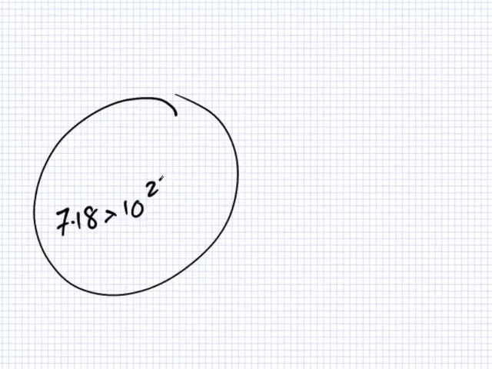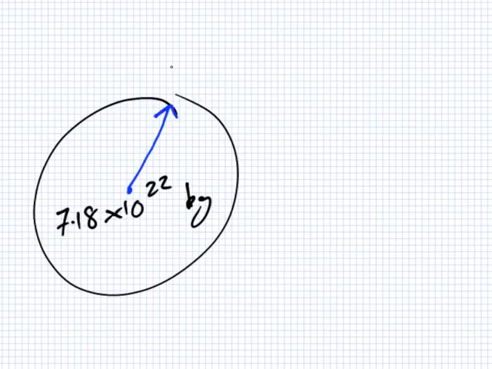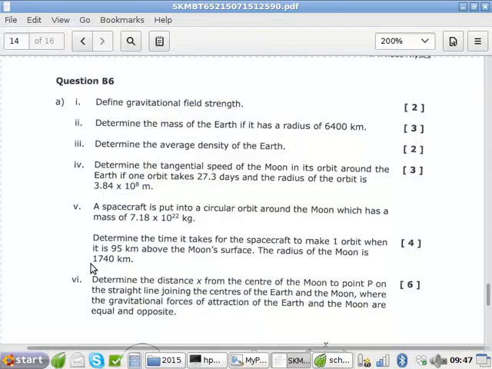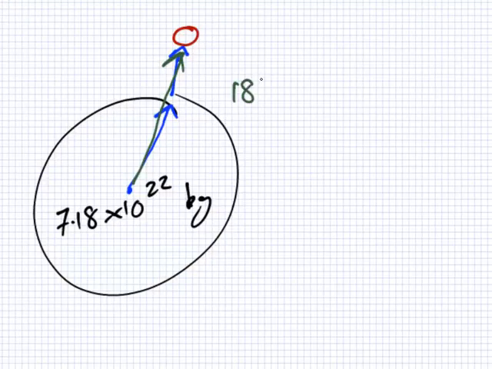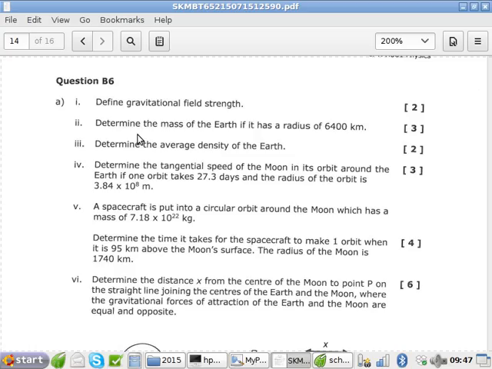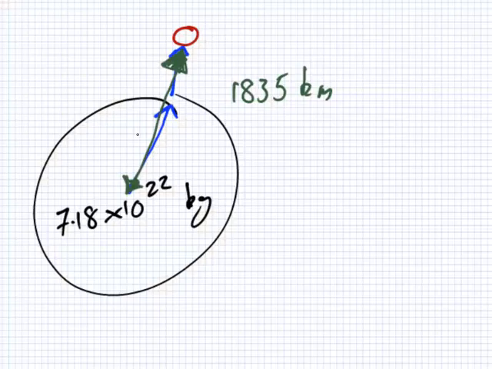times 10 to the 22 kilograms. They give us this distance, the radius, and they also give us this distance here, and here's the spaceship. So the total distance from here to here, I add these two. So 1740 plus 95 is 1835. So that's 1835 km from here to here. And are we told anything else? No.